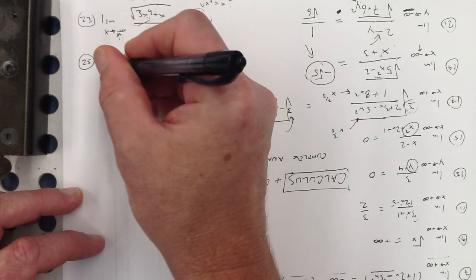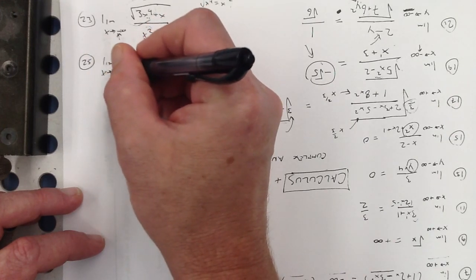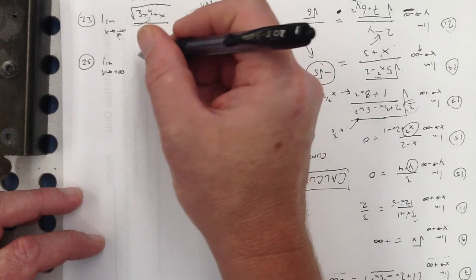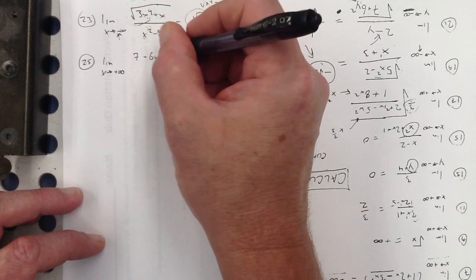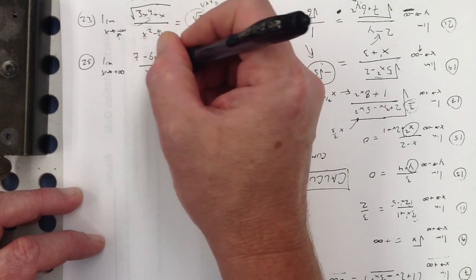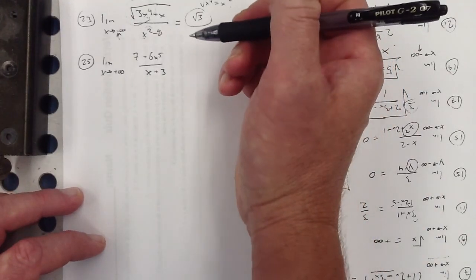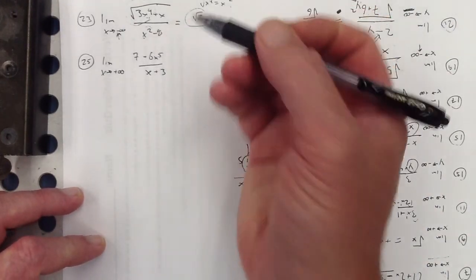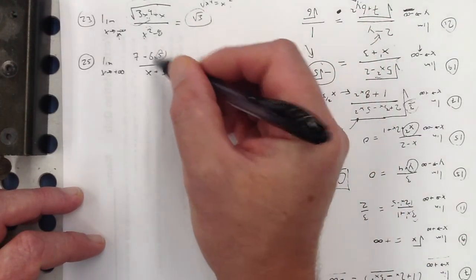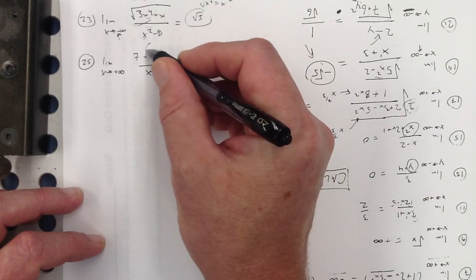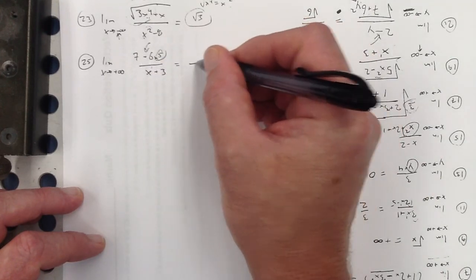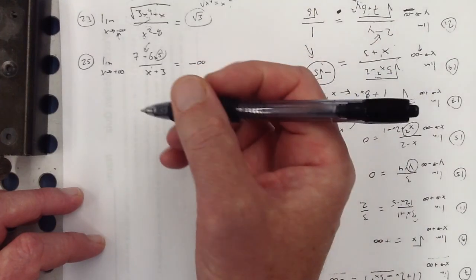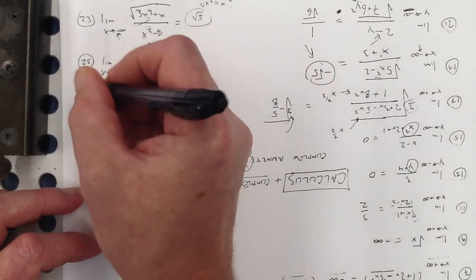Number 25, limit as x approaches positive infinity, 7 minus 6x to the fifth, plus 3. Hey, that's easy. I mean, got to think about what's going on here, but I've got the highest power on the top, so the constants are gone. The negative sign is going to make it go to negative infinity. And that's all there is to that.